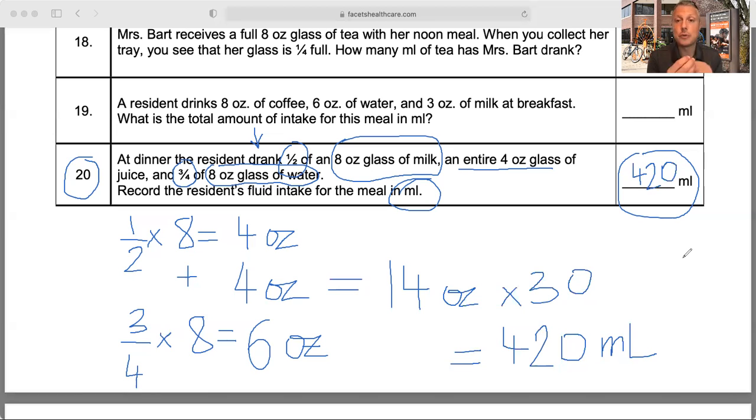So again, we are noticing, we're interpreting, we're taking a look at the units. If all the units are in ounces, we keep them in ounces till the end. If the units are in ounces and mLs, we worry about the ounces aside from the mLs, and we change the ounces into the mLs, and then we add them all together at the end in here.